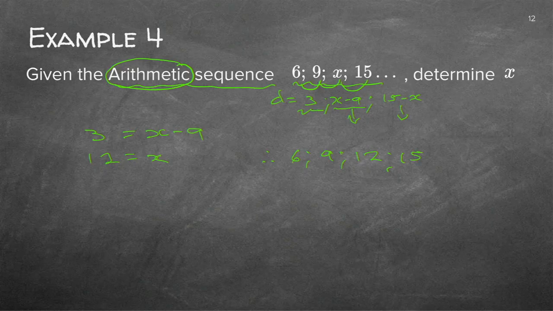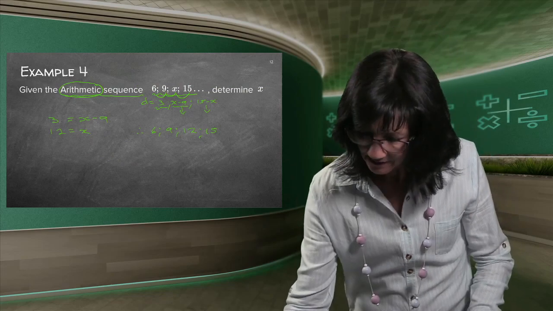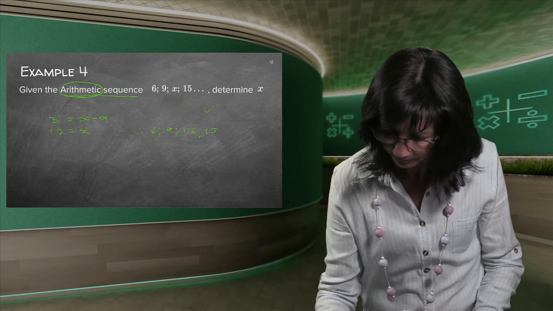Let's just check. You always check your answer. Is it possible? Is it theoretically correct? 6 plus 3 is 9, 9 plus 3 is 12, 12 plus 3 is 15. There's your sequence, and you know that you've done the right thing. And all they actually asked was the x. Very easy. So you're going to redo it on your own.